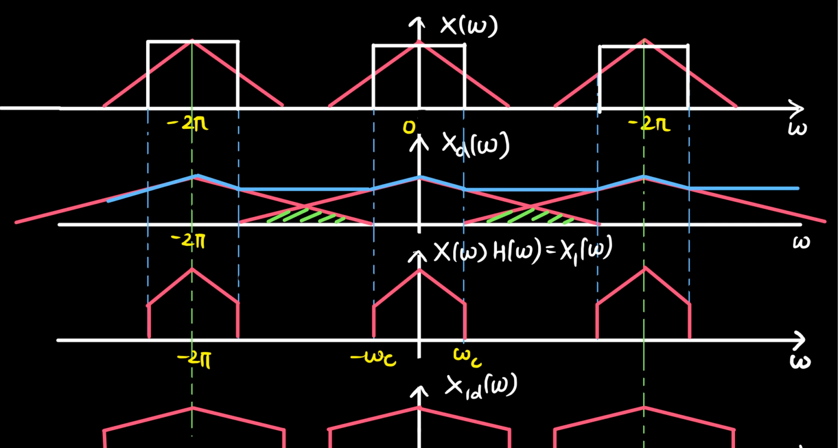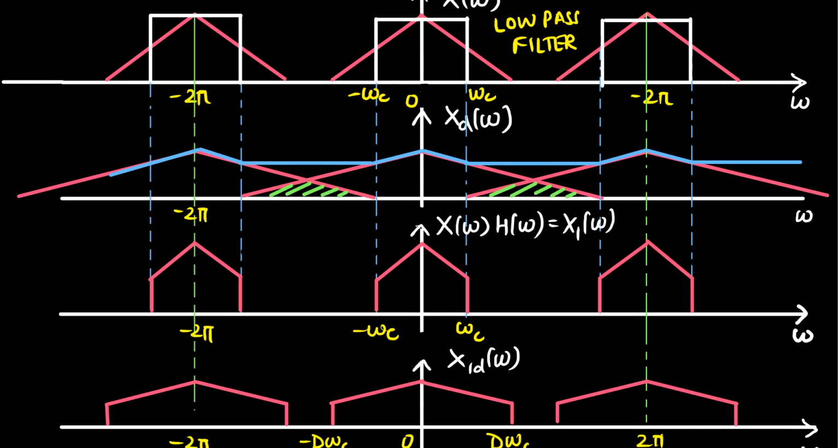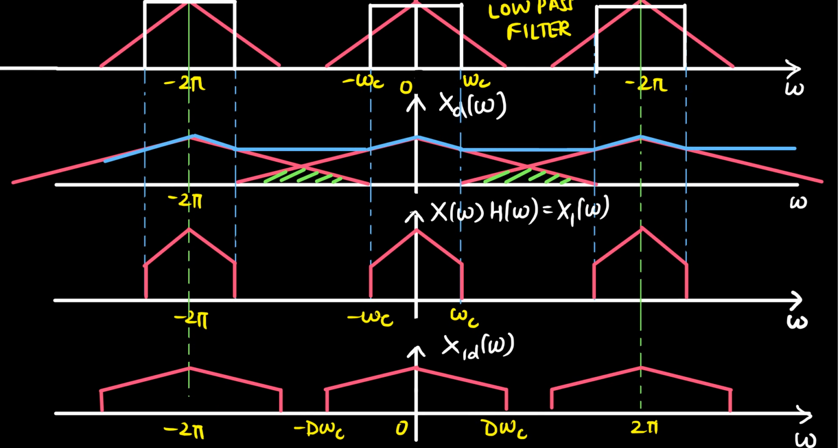So what we are considering is a low pass filter with cutoff frequency, say omega c. Once we do this filtering, the signal we are left with is given like this.